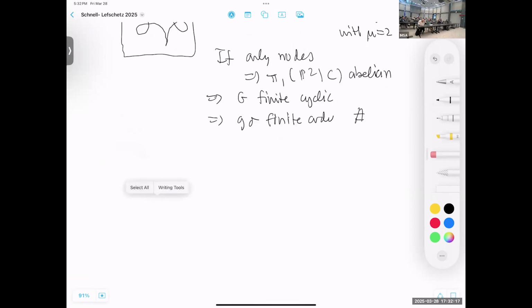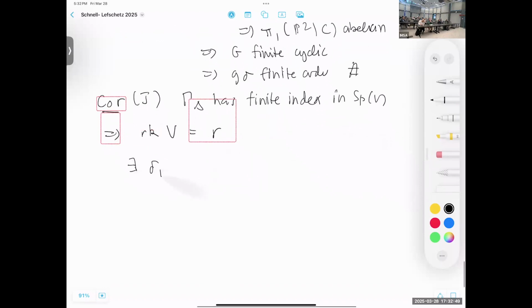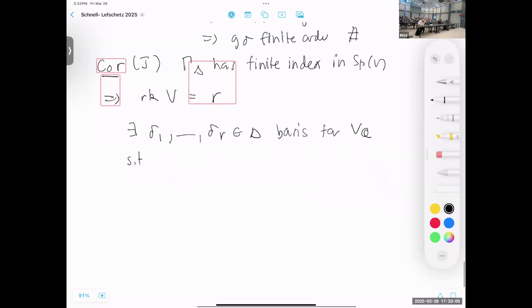Okay, and then from this, Janssen shows by explicit computation, as a corollary again to Janssen, that the monodromy group has finite index in the symplectic group generated by all the Lefschetz transformations. And because of that, if I write the rank of V equals R, I can find R elements in this delta that give a basis for V_Q, the Q vector space, so they're linearly independent, such that the monodromy group generated by those R things has finite index in the whole thing.